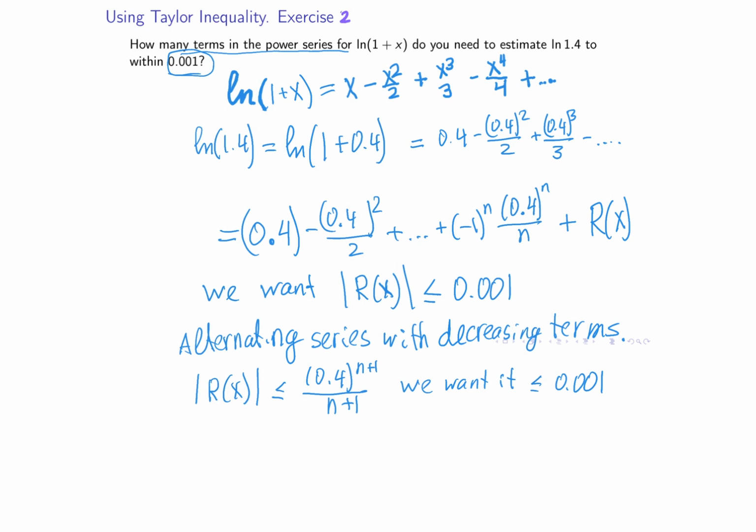Now, this inequality is hard to solve directly because n appears both at the bottom of the fraction and also in the power. So we will use a graphic approach. If we graph the function 0.4 to the x over x, we see that its y values become less than 0.001 when x is approximately 5.5. So for all x greater than 6, the y values are going to be fine. We want x to be an integer, so x would be greater than or equal to 6. So n plus 1 is greater than or equal to 6, so n is greater than or equal to 5. That will be the answer.